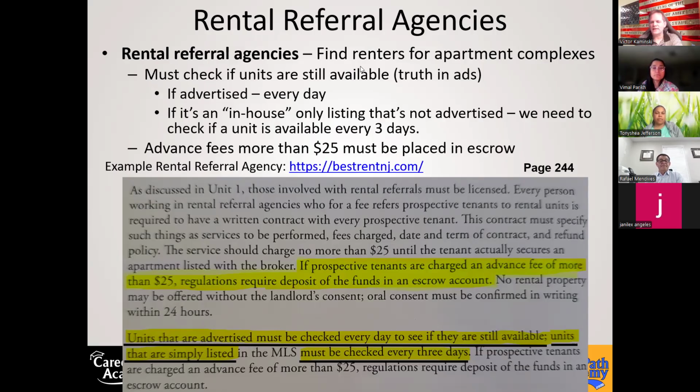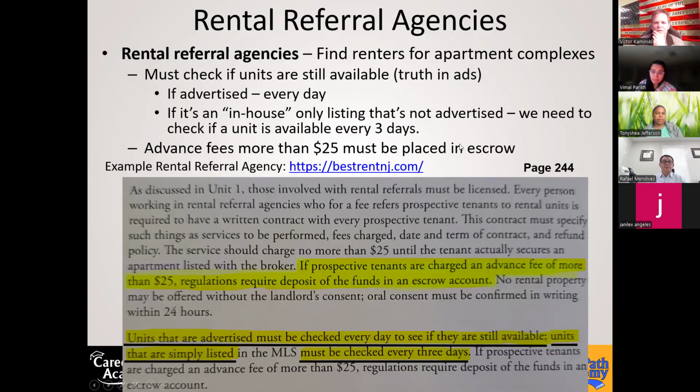So rental referral agencies, they find renters for apartment complexes. This isn't like for your 1 and 2 family houses that are available for rent. They go out to apartment complex owners with hundreds of units. They got their own rental office. Rental referral agencies specialize in dealing only with renters.